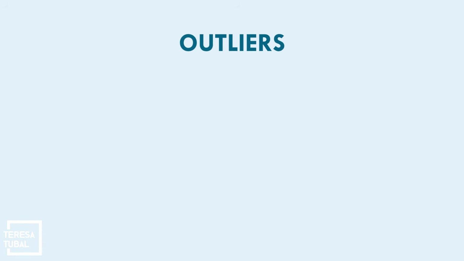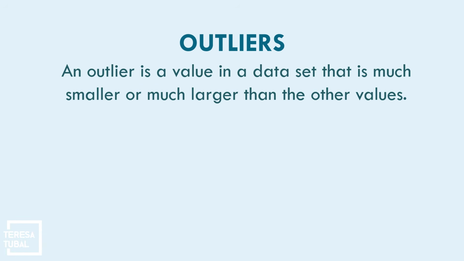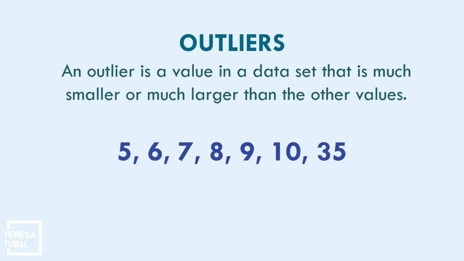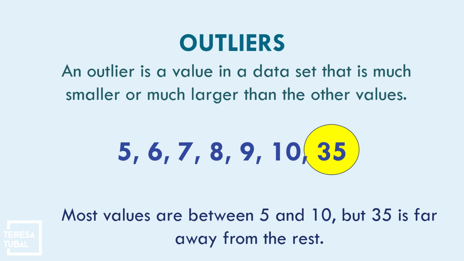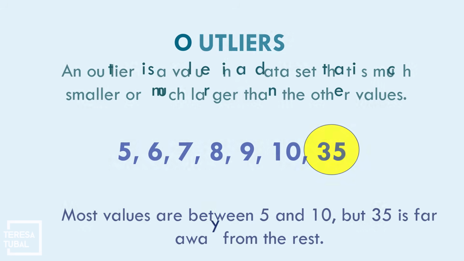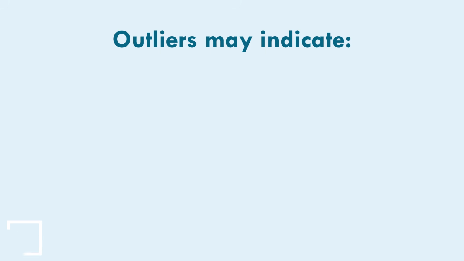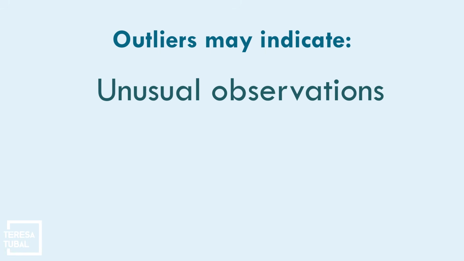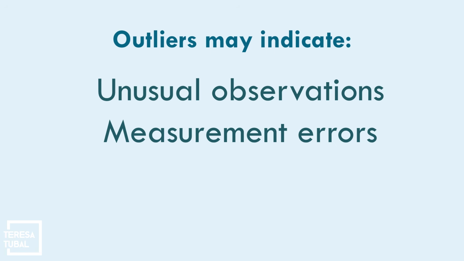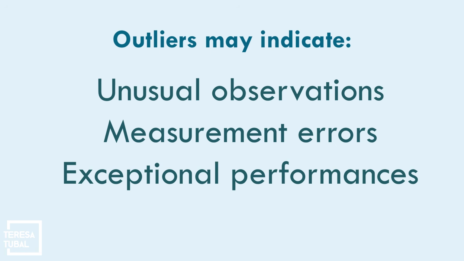What is an outlier? An outlier is a value in a data set that is much smaller or much larger than the other values. If we have the given 5, 6, 7, 8, 9, 10, and 35, the outlier is 35 because most of the values are between 5 and 10. So 35 is far away from the rest. Outliers may indicate, first, unusual observations; second, measurement errors; third, exceptional performances; and fourth, rare events.